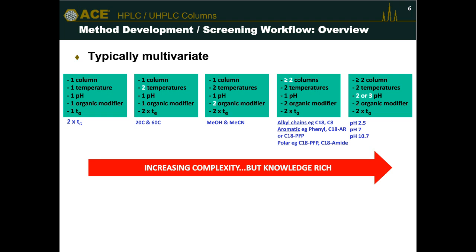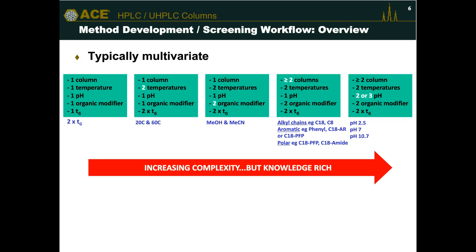We can see from the slide that on the left-hand side, the first box, this is a typical instrument. We have 1 column in the instrument, which is normally a C18, dominated by hydrophobic interactions, the most popular column used all around the world in most market sectors and most application areas. This column and this instrument normally has 1 temperature, 1 mobile phase pH, which is normally acidic. This is the most common place for people to start method development, and 1 organic modifier. Sometimes it's methanol, sometimes it's acetonitrile. It normally depends on the analyst.